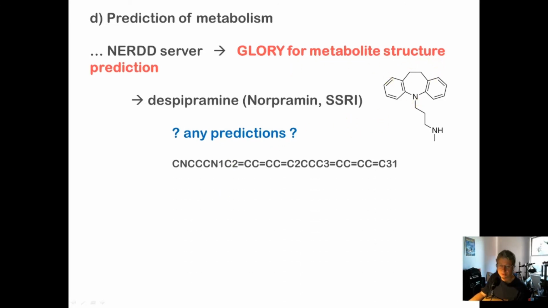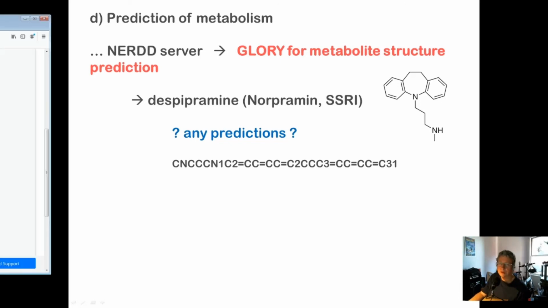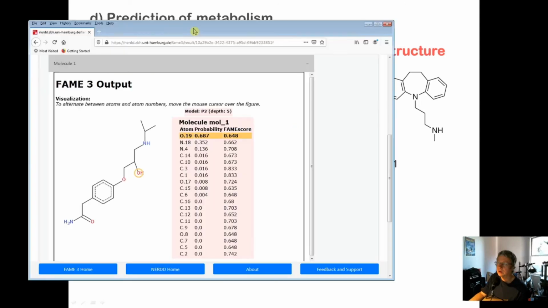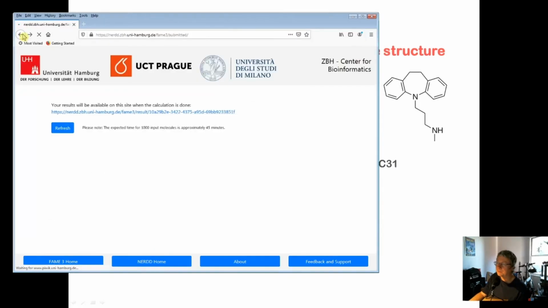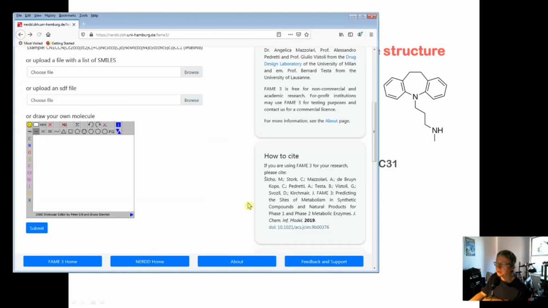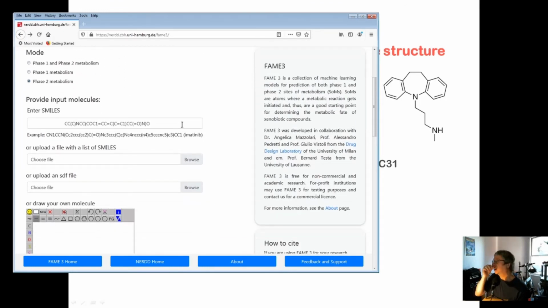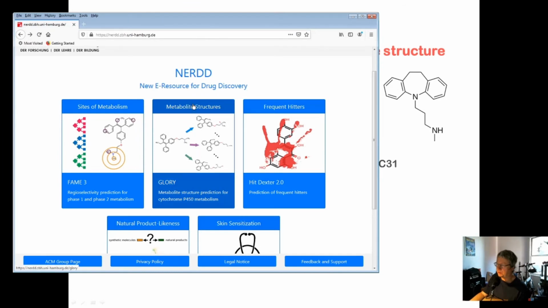So there's our SMILES string. Let's copy it. Okay, and let's go back. We're going to go back even further. So now we're going into the metabolite structure tool, which is called GLORY. This seems like a pretty cool thing. We may have to take a look at this in one of our future lectures.